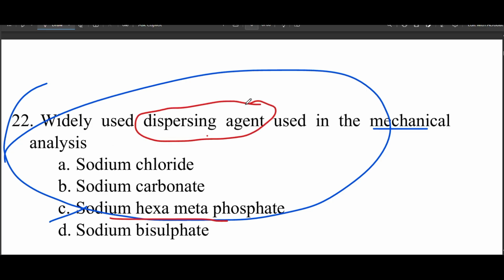What is a dispersing agent? It will disperse the soil particles. It will separate them. It will remove the aggregation in the soil and separate it into individual particles. So we will use sodium hexametaphosphate. It is widely used. So sodium hexametaphosphate is the correct answer.